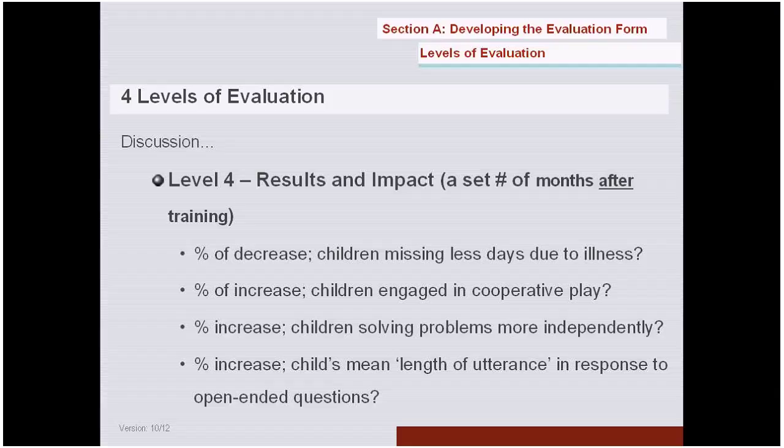And then the last one is perhaps they're looking at, by asking open-ended questions, that's a change in behavior on the adult's part. After some months of doing that with children, you should see an increase in children's mean length of utterance. And again, that would be done through observation and narrative, that kind of thing. So results and impact is measured a set number of months following the training. And again, that totally depends on the content. It could be as little as 2 months or as far out as 6 months. Any questions about that?